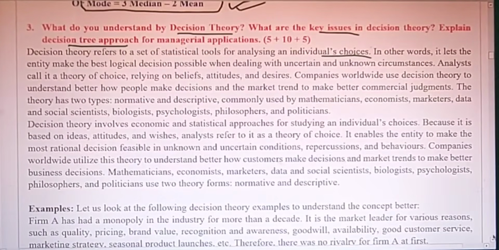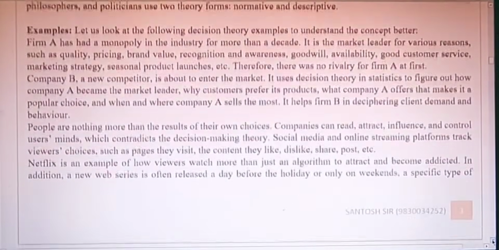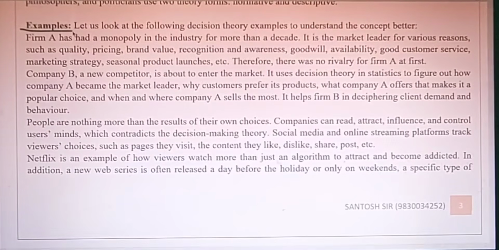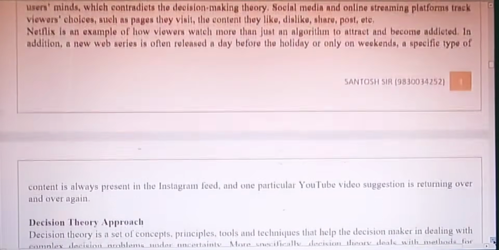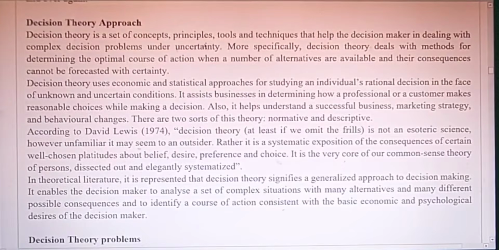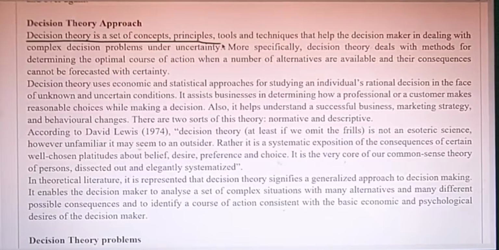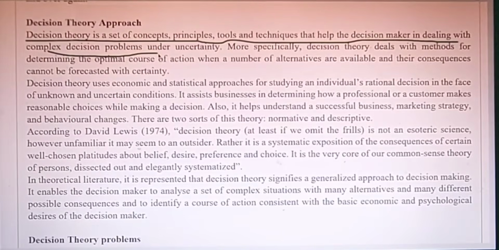like why we take, like how we can take decisions, and what are the factors that help us to take decisions. I have also given one example here, so like this you can expand your answer. And this is the decision theory approach, and basically decision theory is a set of concepts, principles, tools and techniques that help the decision maker in dealing with complex decision problems under uncertainty.